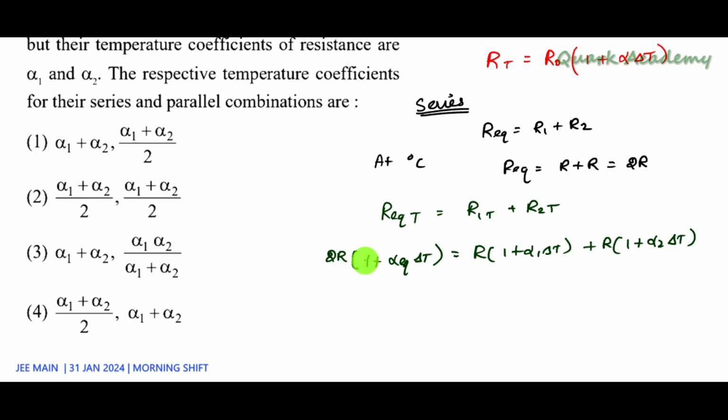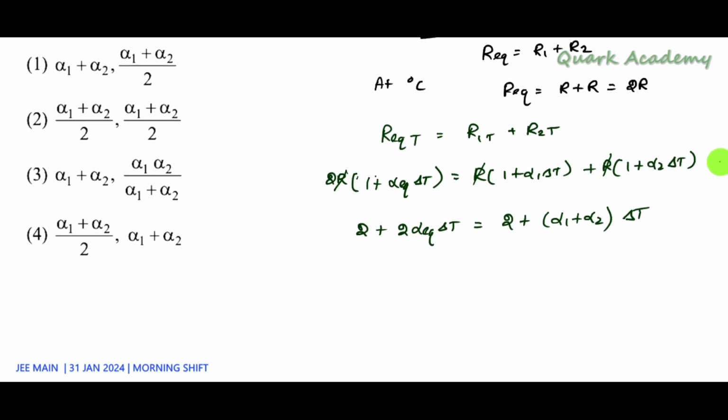So the R can be cancelled on both sides. Let's rearrange this. 2 plus 2 alpha equivalent delta T equals 2 plus alpha 1 plus alpha 2 into delta T. So 2 will get cancelled and we'll get alpha equivalent equal to alpha 1 plus alpha 2 by 2. So this is for series.